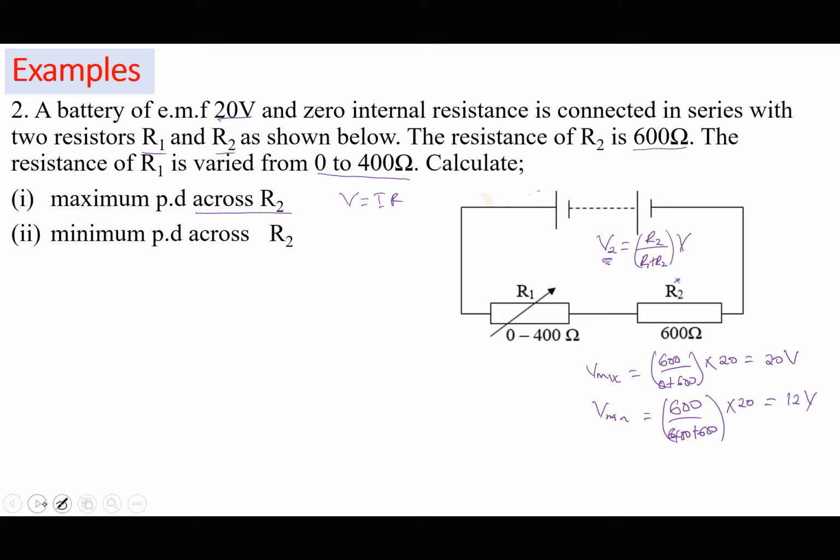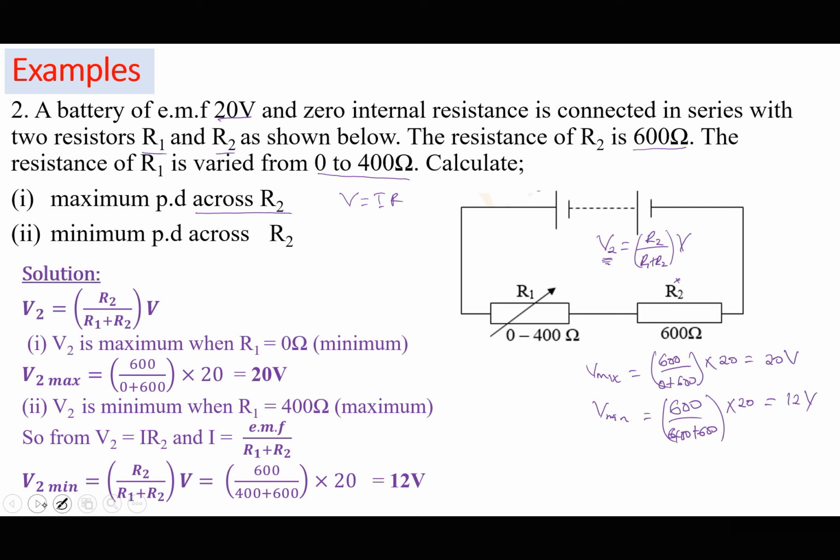Okay, so that means using the potential divider formula, V2 is maximum when R1 is 0, which gave us 20, and V2 is minimum when R1 is maximum, which gave us the PD of 12 volts. Okay.